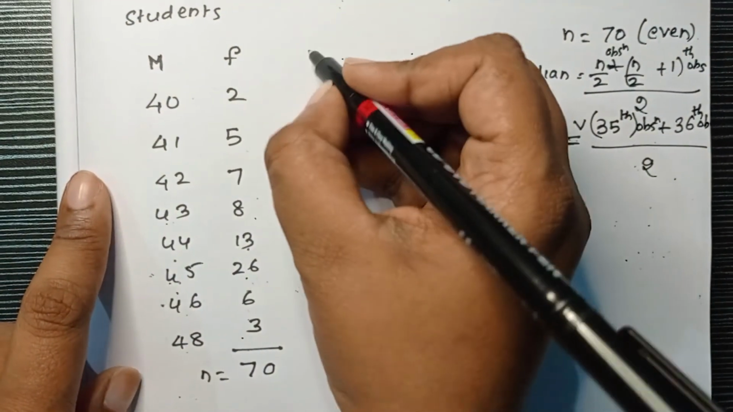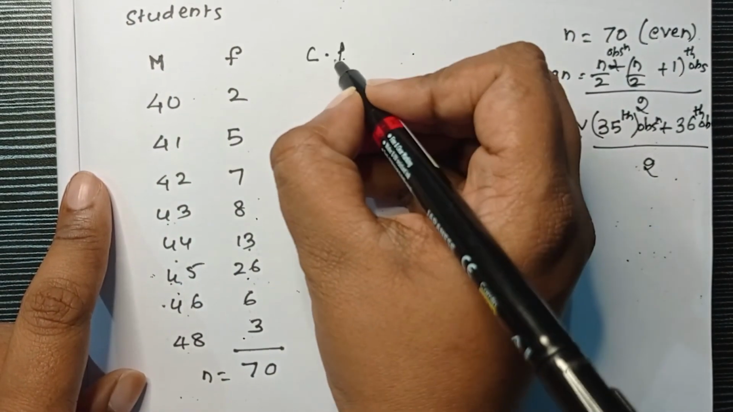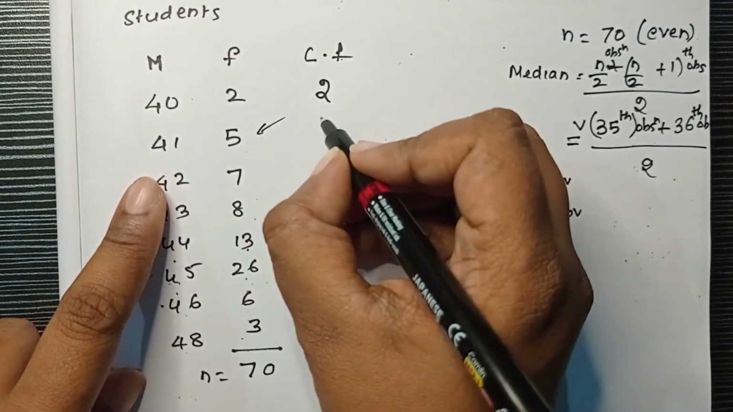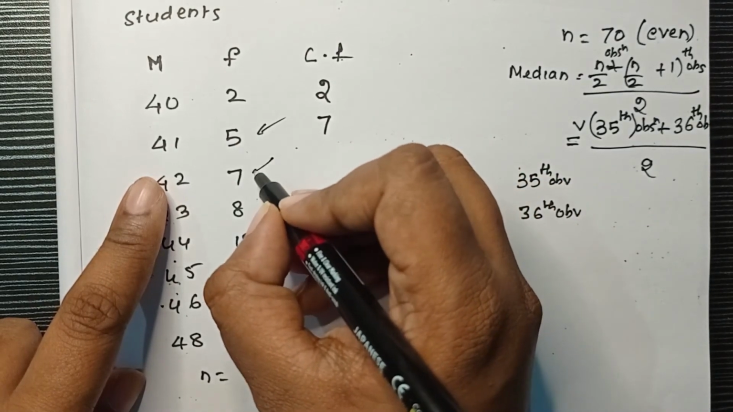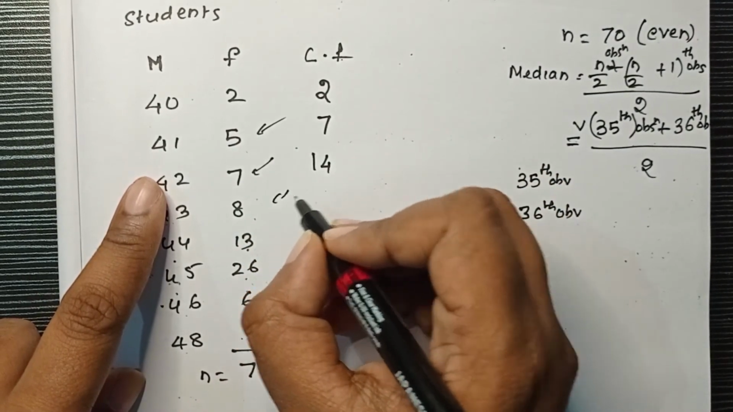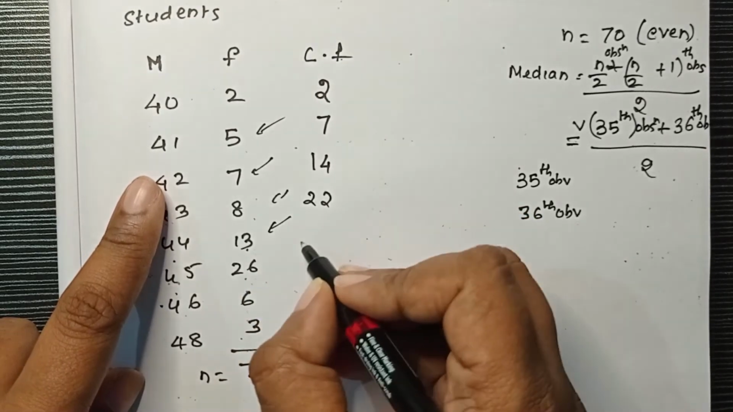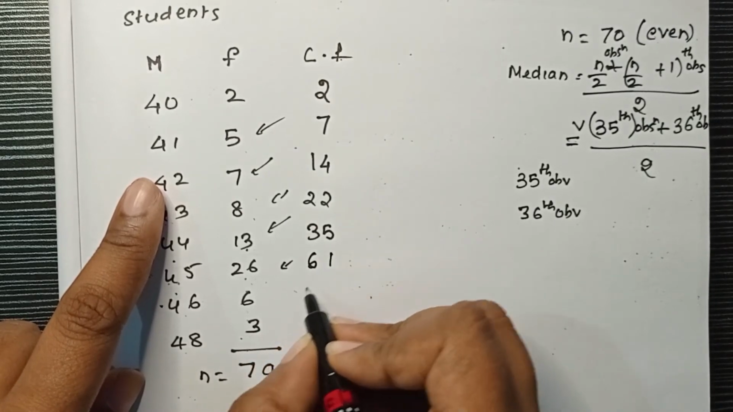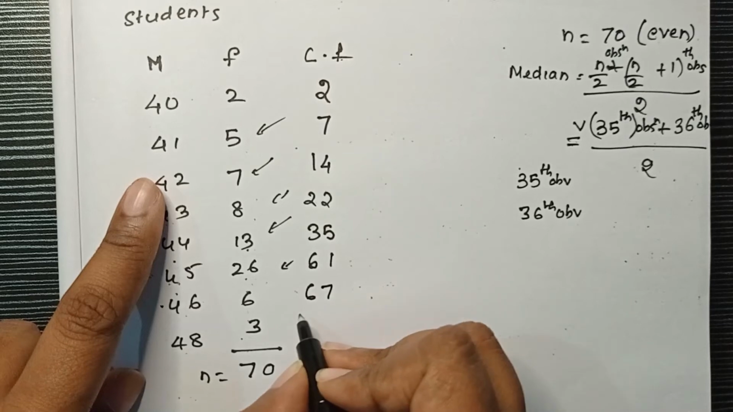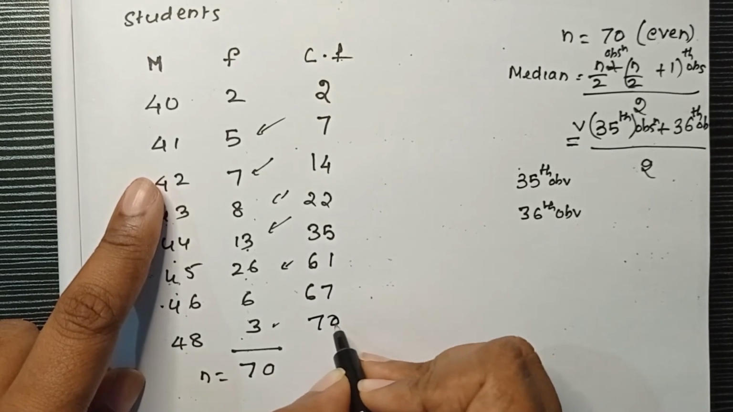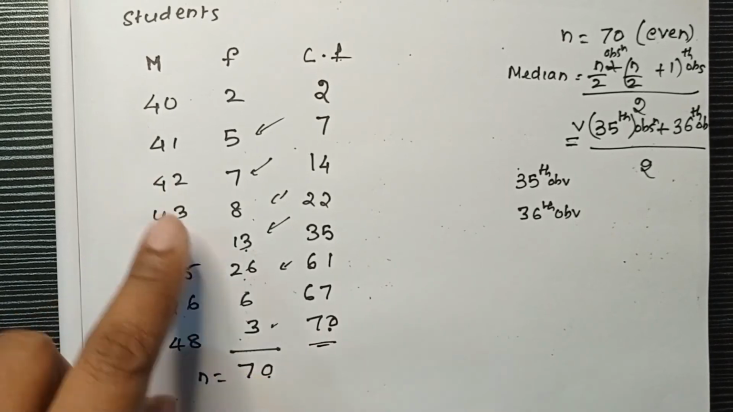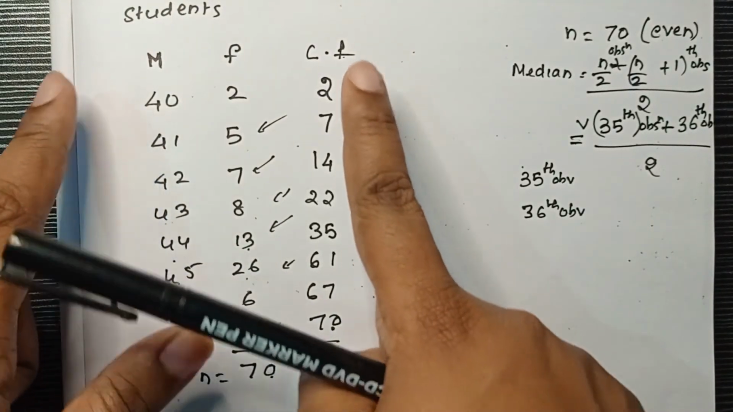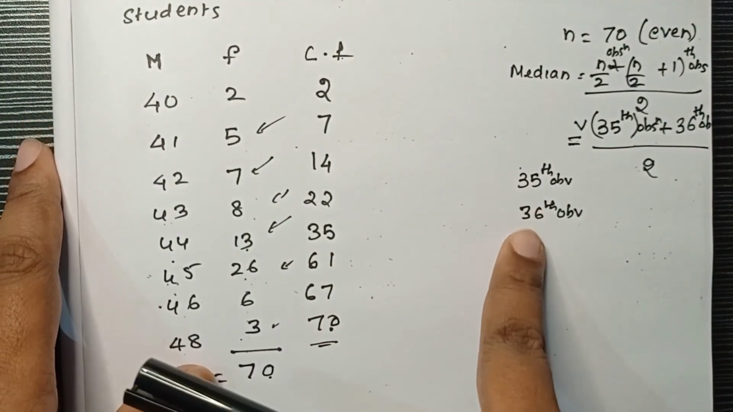So first step, we are going to find out cumulative frequency. How? 2, then 2 plus 5, 7, 7 plus 7, 14, 14 plus 8, 22, 22 plus 13, 35, 35 plus 26, 61, 61 plus 6, 67, 67 plus 3, 70. Like I said, this total and this total should be the same. Now, in the cumulative frequency, we have to find the 35th and 36th observation.